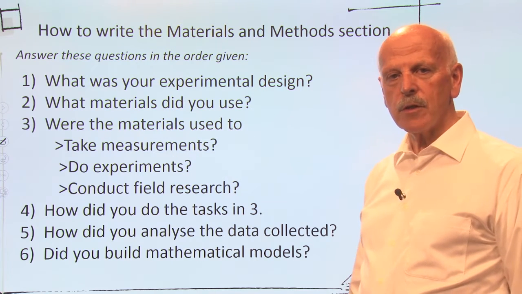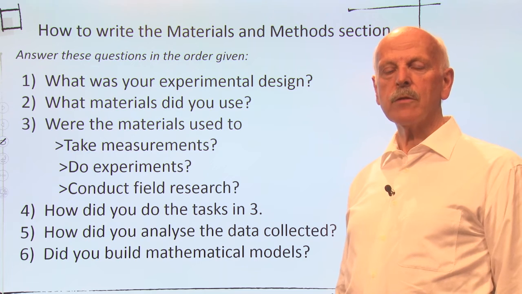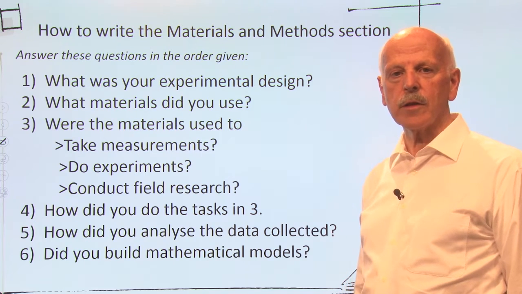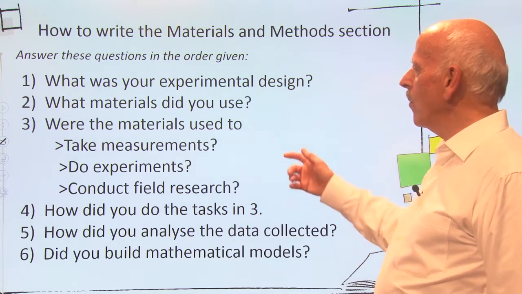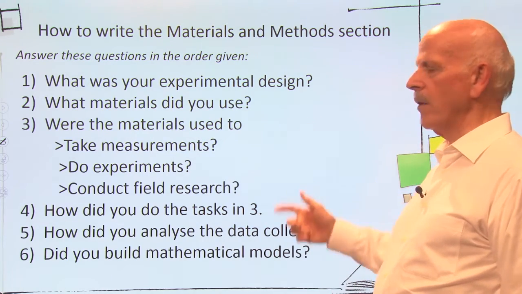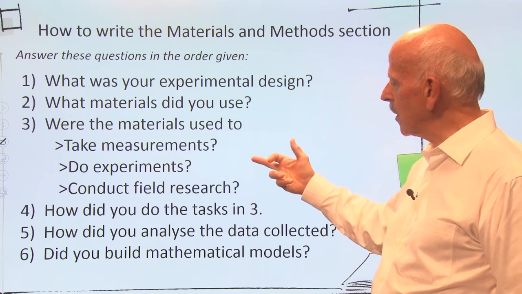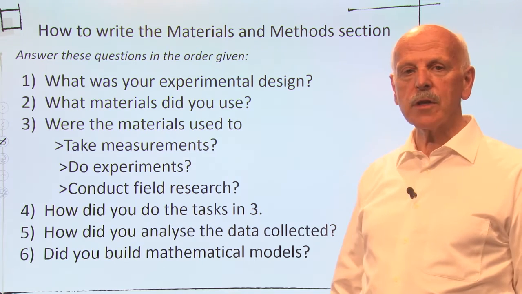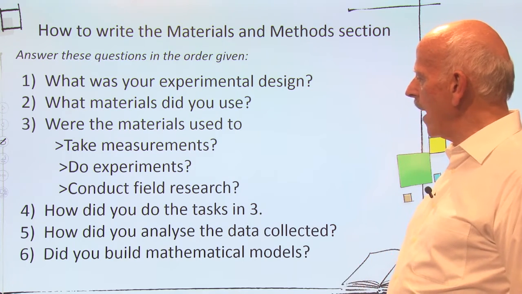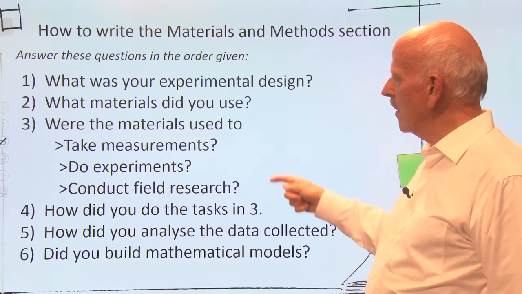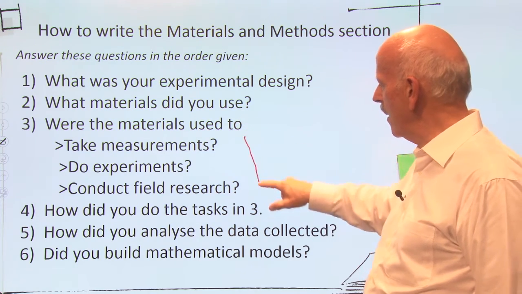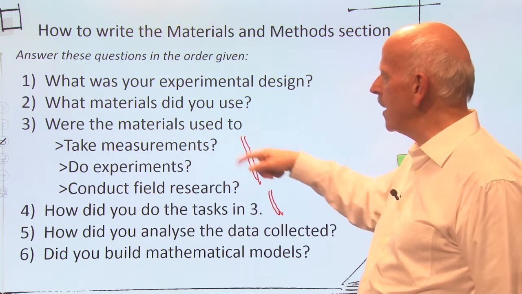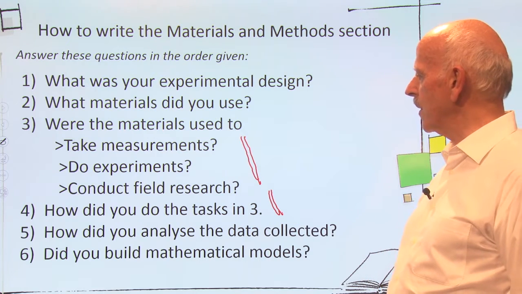What materials did you use? Describe them. You can do that very early on in the work. You can, in fact, do this before you do any experiments. What were the materials used for? To take measurements, do experiments, conduct field research. And how did you do these? So this is the methods part. You've got the materials here and the methods that relate to those materials. How did you do the tasks?